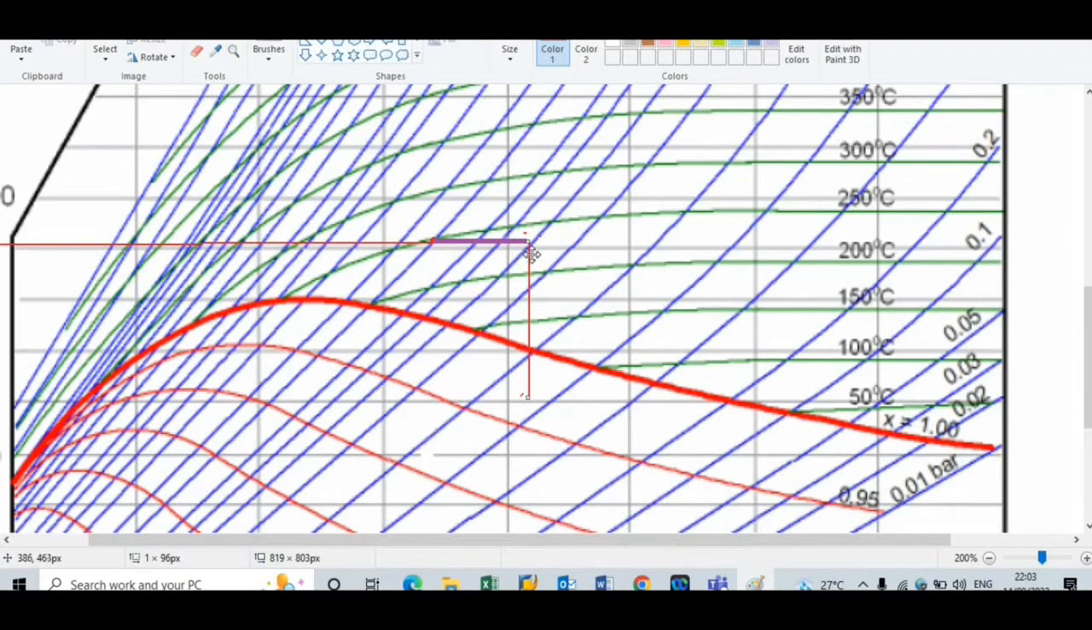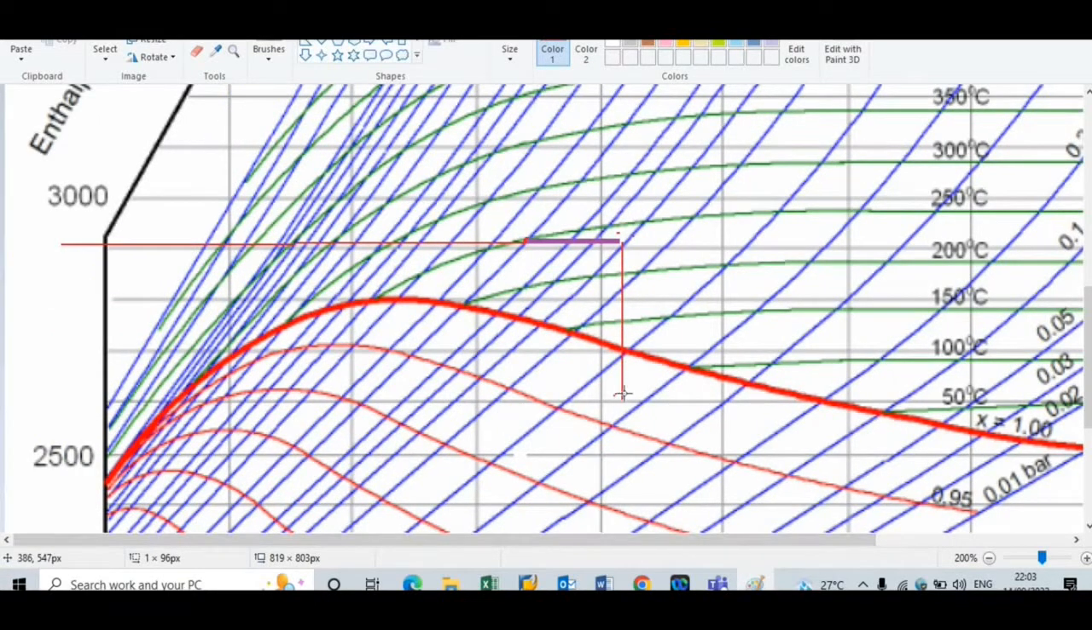So this is the second part, that is for the throttling process. After point 1 dash, this point will be point 3 dash. Again we have to find out the enthalpy for this point. So we will draw a horizontal line passing through this point. I will draw the horizontal line here.